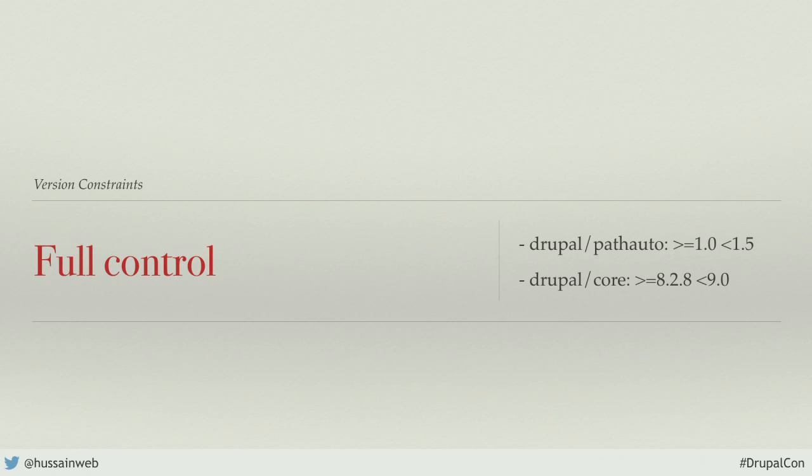Suppose for some reason you want to stay with pathauto 1.4, you don't want to go to 1.5, you would use a constraint like that. For whatever reason, until you're ready to move on, you use this constraint.